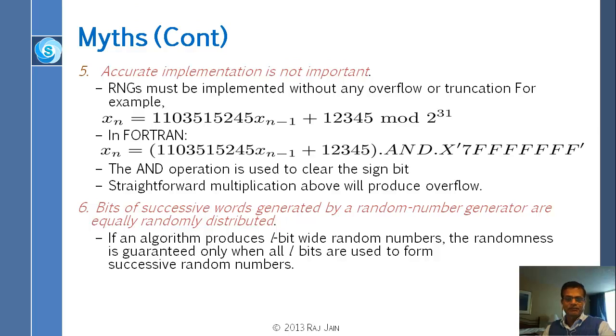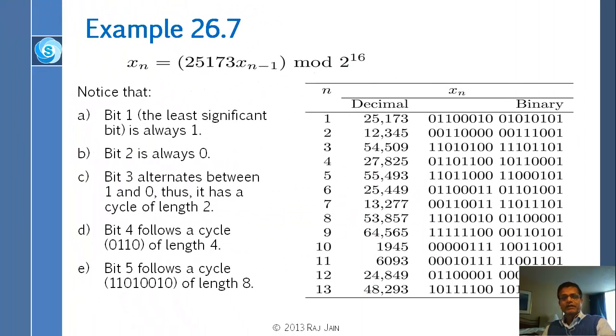All right. Finally, the myth: the bits of successive words generated by a random number generator are equally randomly distributed. While the numbers are randomly distributed, the bits are not. That's important to see from the example here. So here is the random number generator, and here are the numbers. For n equals 1, 2, 3, 4, 5, 6, 7, you get the decimal number 25,173, and you get the binary number which is shown there.